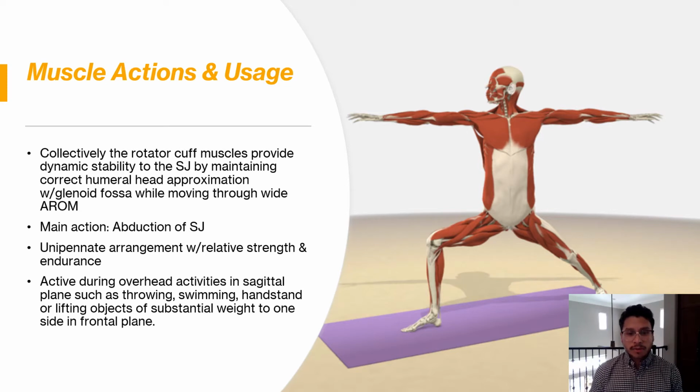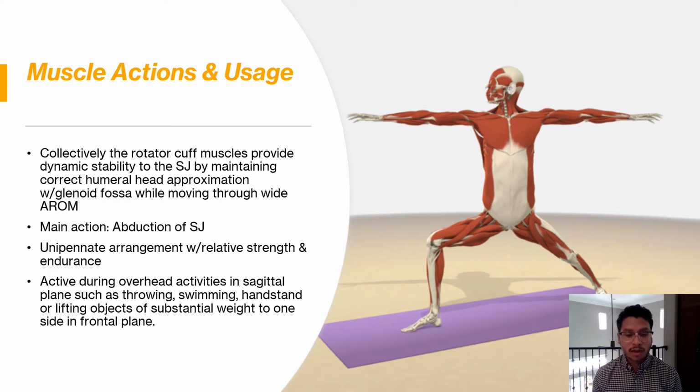Collectively, the rotator cuff muscles provide dynamic stability to the shoulder joint by maintaining correct humeral head approximation with the glenoid fossa while moving through a wide range of motion. The main action of the supraspinatus is abduction of the shoulder joint. Its unipennate arrangement means it has relatively strong strength and endurance for its size. And it is active during most overhead activities, such as throwing or swimming.